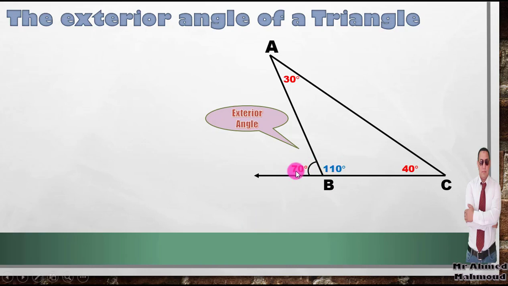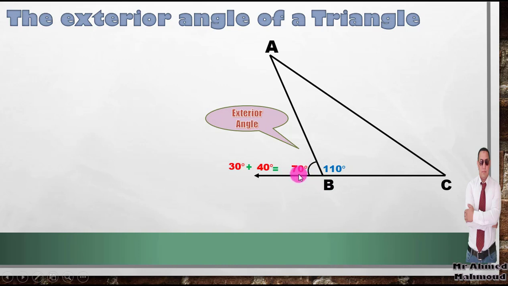By looking at 70, 30 and 40, you will find a relation between the exterior angle and the two other interior angles, 30 and 40. If you add 30 and 40 together, you will find 30 plus 40 equals 70. So the exterior angle equals the sum of the two non-adjacent interior angles. Non-adjacent because this is the adjacent one, so I choose the non-adjacent. So 70 equals 30 plus 40, which equals 70.